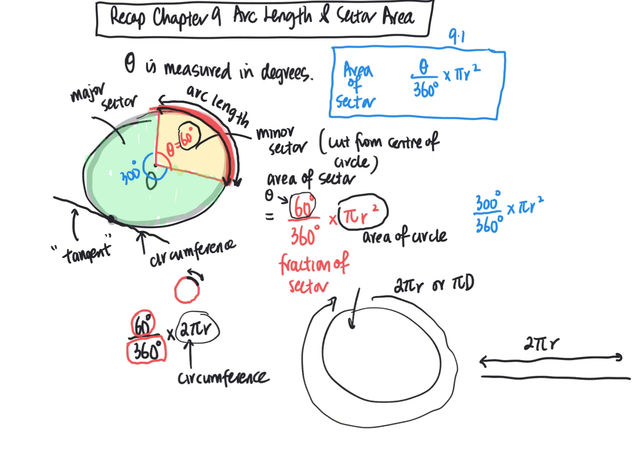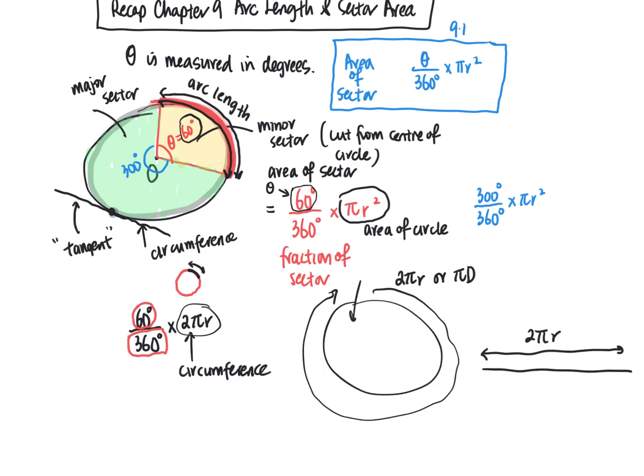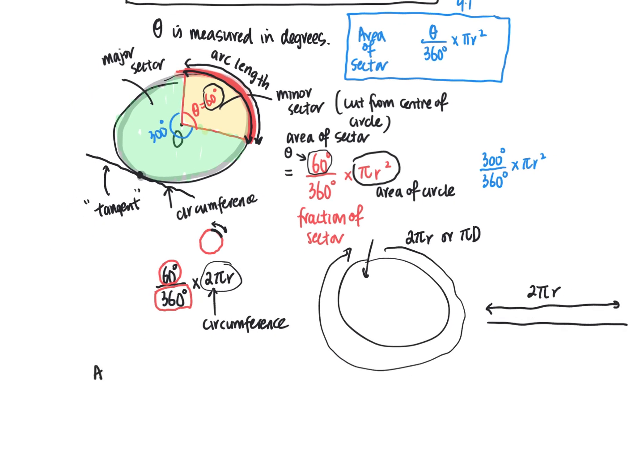So instead of the whole circle, at 60 degree, I only want that part of the arc. What is the length of that arc? So 2 pi r instead of pi r square. Because I'm not interested in the area, I want the length only. So which tells me that the arc length formula is theta over 360 times 2 pi r.